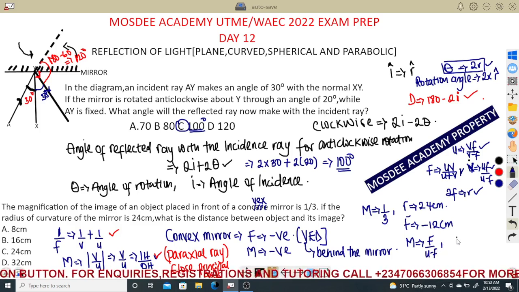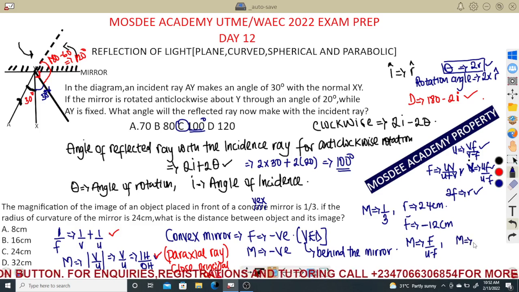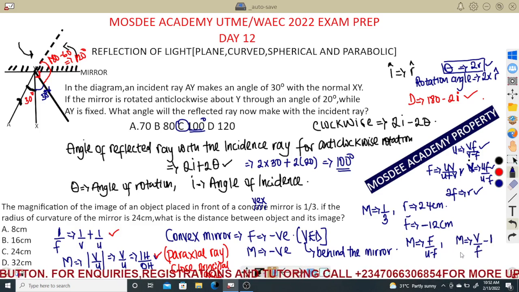You can also say m, if I substitute, is equal to v over f minus 1, which is the most important thing. In fact, when you want to talk about the graph of magnification, it's always going to have a negative intercept. Magnification with respect to image distance. You can see it's directly proportional to it. y = mx + c. You can see that the c is -1.